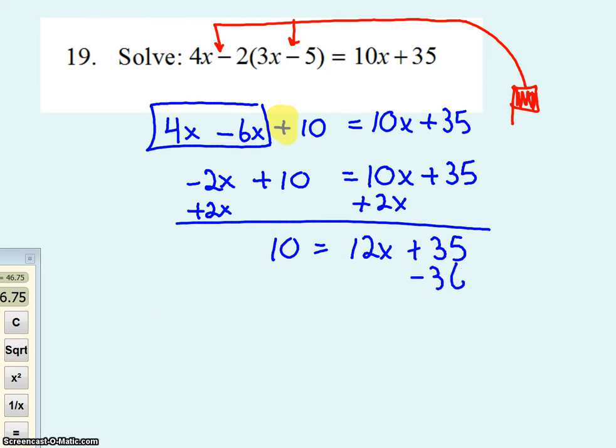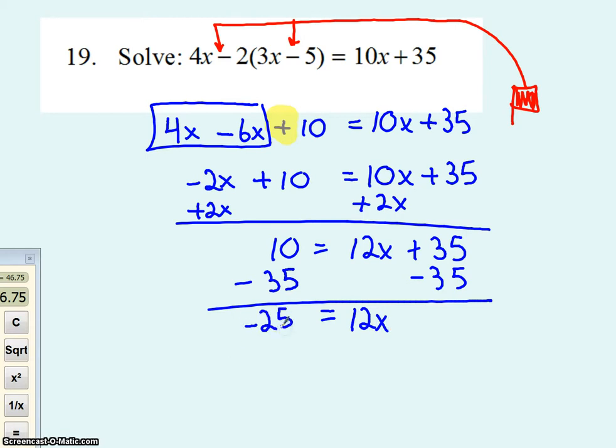Now that I have all the x's on the right side, let's get the non-x's to the left. So let's get rid of that 35 there. I don't want it on the right side anymore. Okay. I've got 12x on the right side still. I have a negative 25, which means when I divide by 12 to get the x by itself, I'm going to have x equals, I'll just write negative 25/12. If you want to write negative 2 point whatever it is, that's fine, or negative 2 1/12, be my guest.